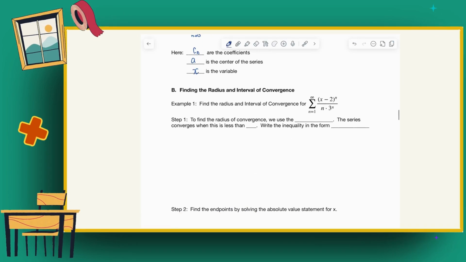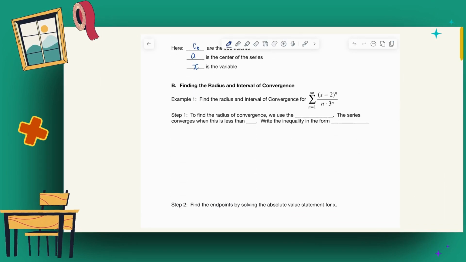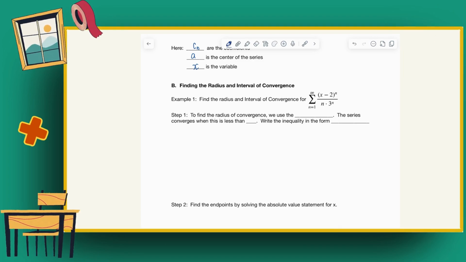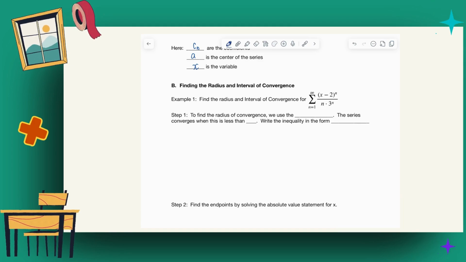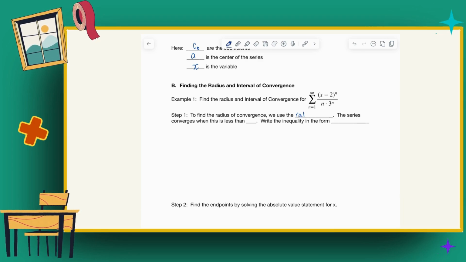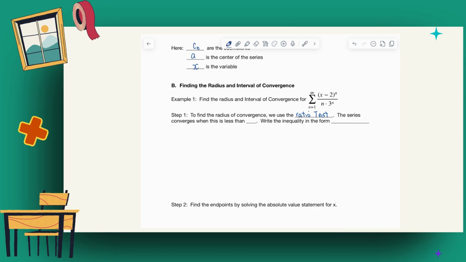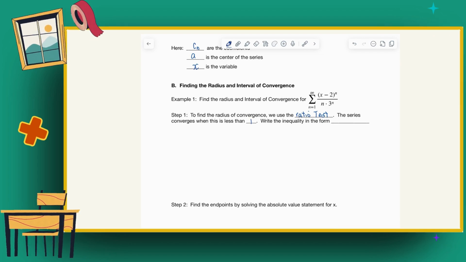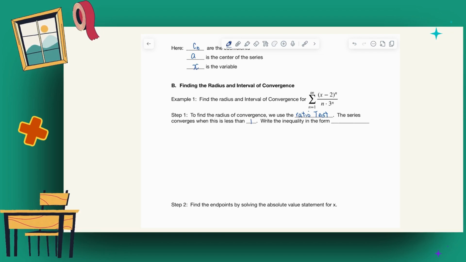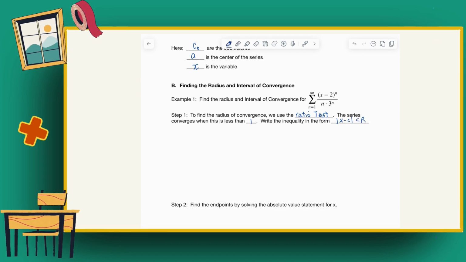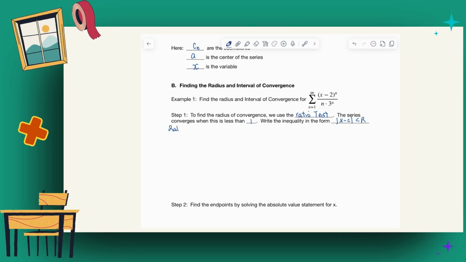In the following example, we're going to find the radius and the interval of convergence for this power series. To find the radius of convergence, we use what's called the ratio test. This series converges when it is less than 1. That's from the ratio test. And we write the inequality in the form of the absolute value of x minus c is less than r. So let's remember the ratio test that we learned earlier.